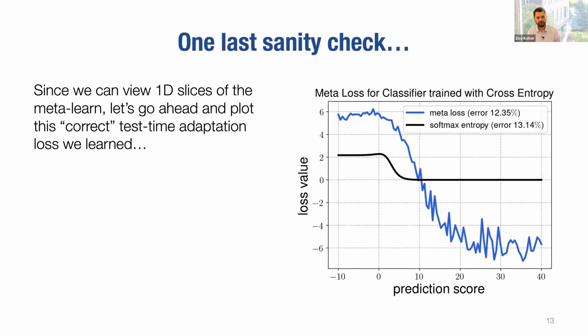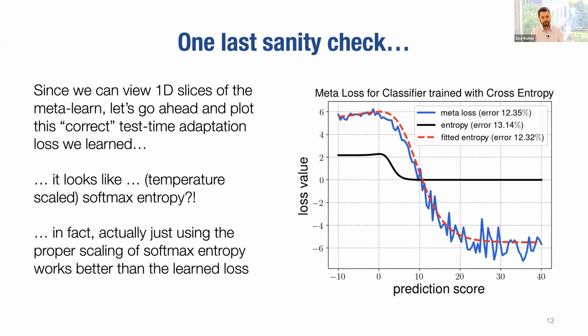Also showing softmax entropy there, which has a higher error when you use that to adapt your classifier than our meta-learned loss. So black is softmax entropy. Blue is our meta-learned loss. And the bizarre thing here is that here is a fitted version of entropy where we just have one additional parameter that we scale. Basically, it's called temperature scaling. It involves just one additional parameter to softmax entropy.